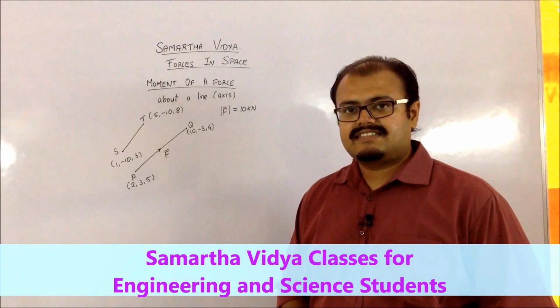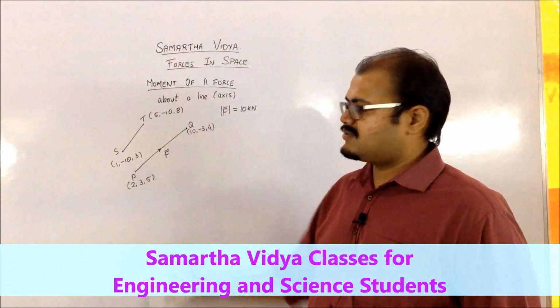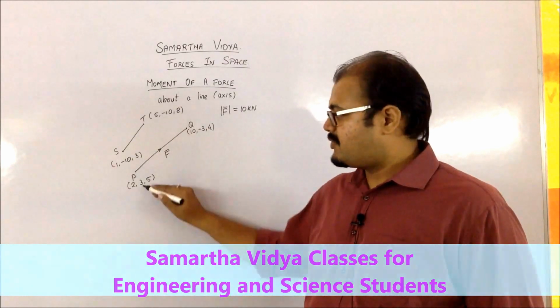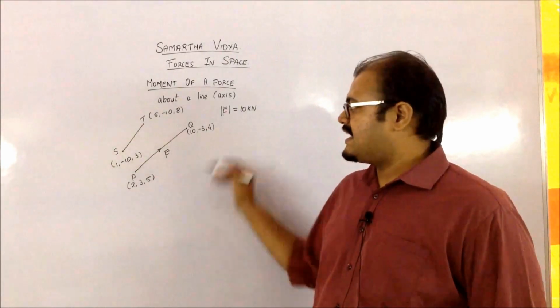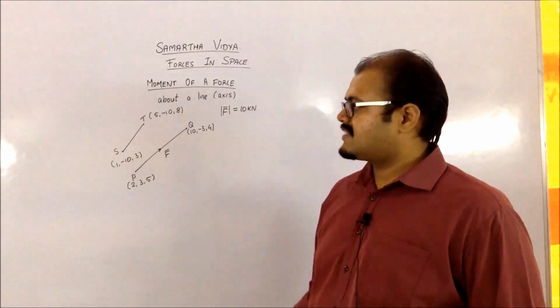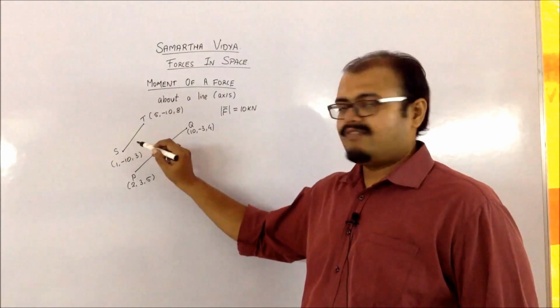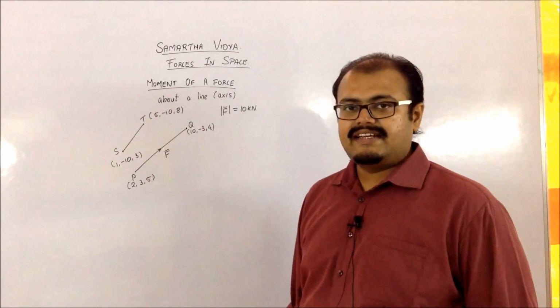So let us consider this example in which we have a force passing through the points P and Q. The points' coordinates are given to me and the magnitude of the force is given as 10 kilonewtons. Then we have to find this particular force's moment in vector format about the line S and T.